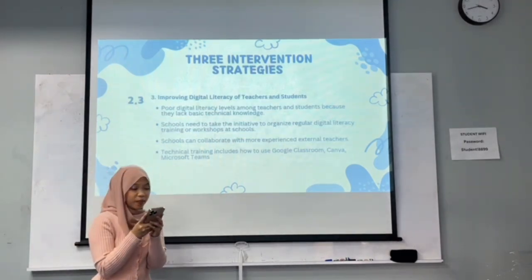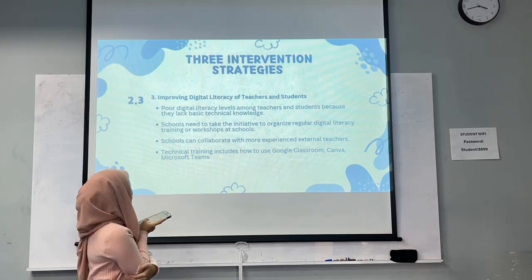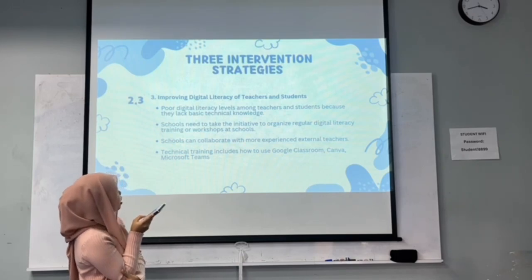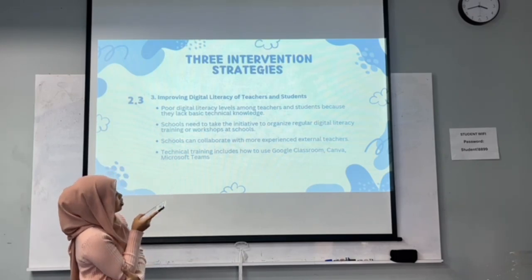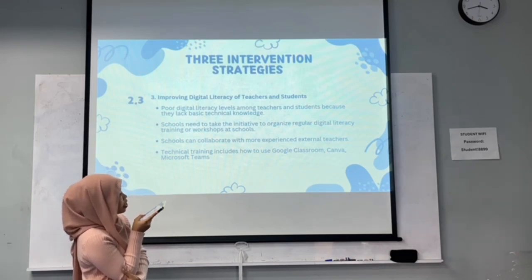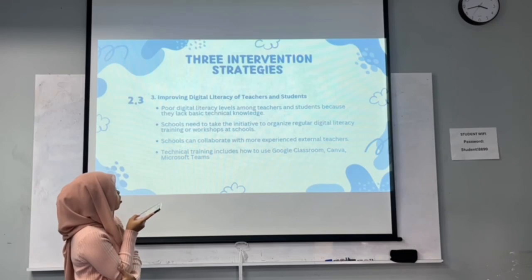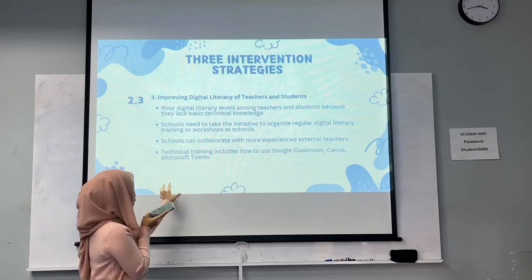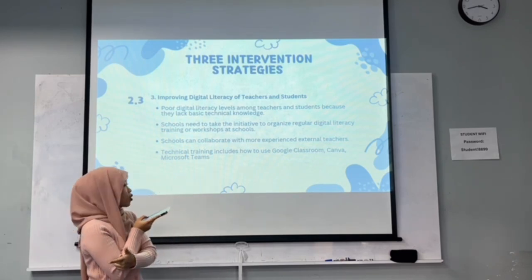It also includes the installation of mobile transmitter towers or signal amplifiers in school areas. And lastly, improving digital literacy of teachers and students. For digital literacy levels among teachers and students, because they lack basic technical knowledge, the school needs to take the initiative to organize regular digital literacy training or workshops at school. The school can collaborate with more experienced external teachers. Technical training includes how to use Google Classroom, Canva, and Microsoft Teams.